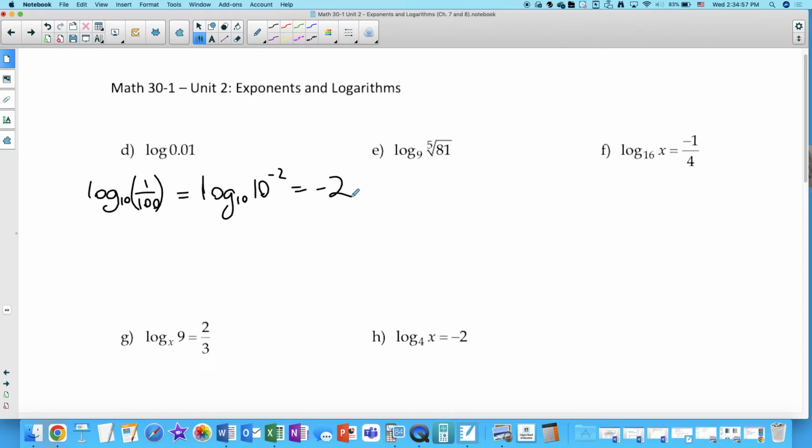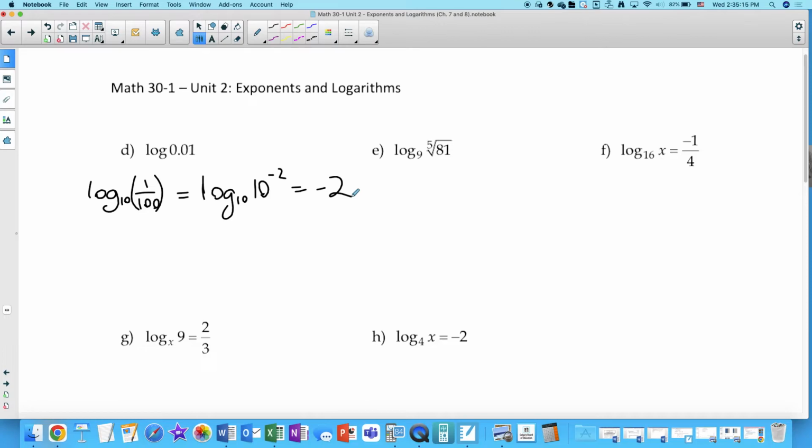Yeah? When writing it, like if that's a base of 10, do you have to write log 10 or you can just write log? No, you can just write log. Yeah, absolutely. If you don't, and in fact, if it was a different base and you didn't include the base, it would be wrong. But with base 10, you don't have to put it in. Yeah.